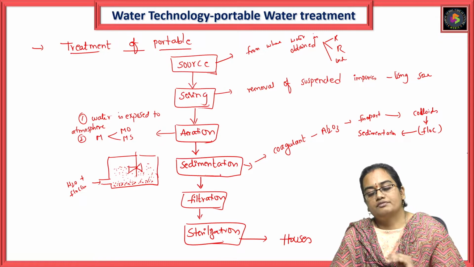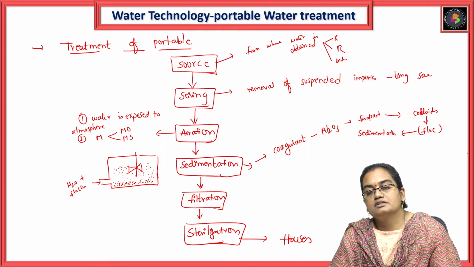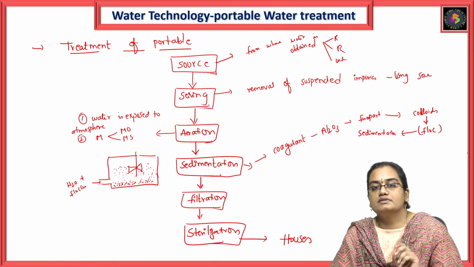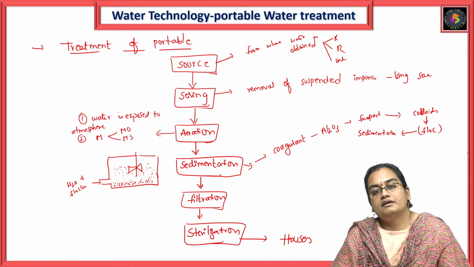So in the first step, that means after the source, in the sieving process, we are removing the particles which are visible to our naked eye. That are your suspended particles. Next step, aeration.